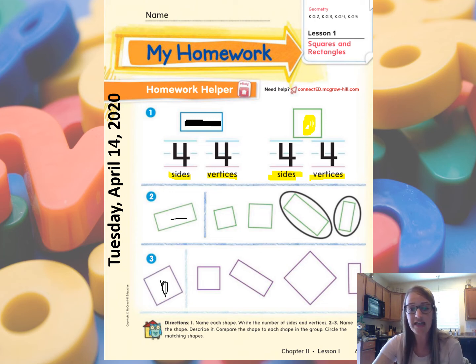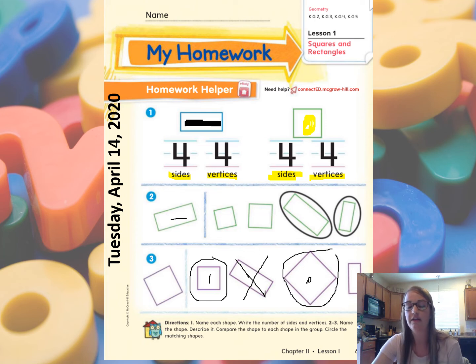Number 3, this is a square. A square has 4 sides and 4 vertices. So let's look for the squares in the pictures. Is the first one a square? Yes, let's circle it. Is the second shape here a square? Nope, it's a rectangle. How about, is this third shape a square? Yes, circle it. Is the last shape a square? Nope, it's a rectangle. Oops, sorry, I meant to say that shape. We're almost done, friends.